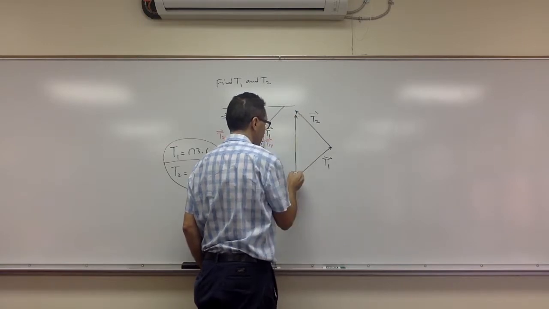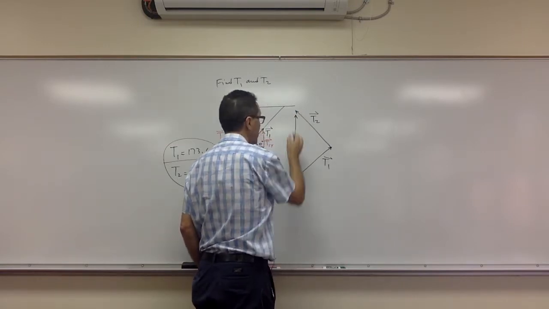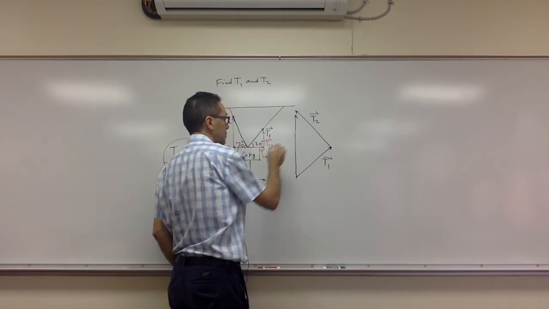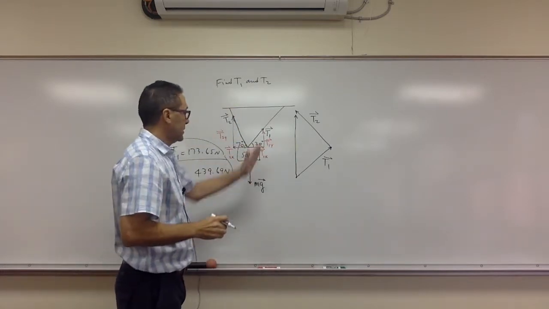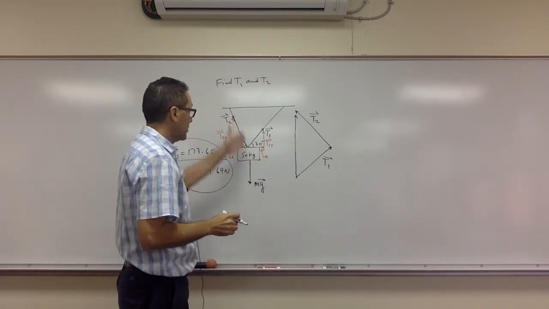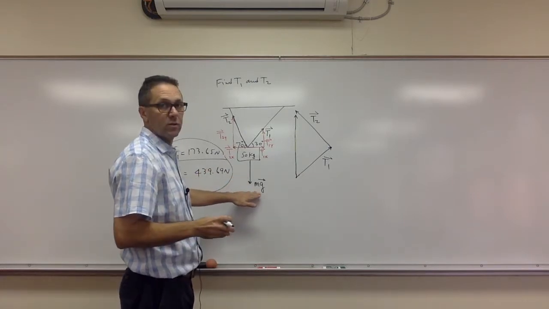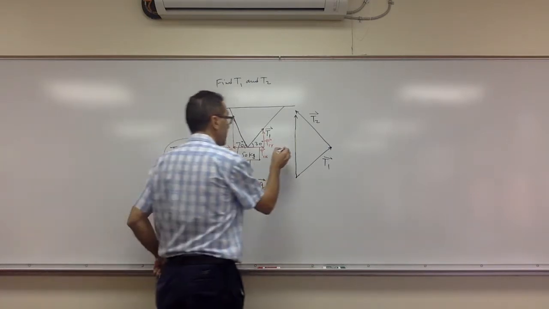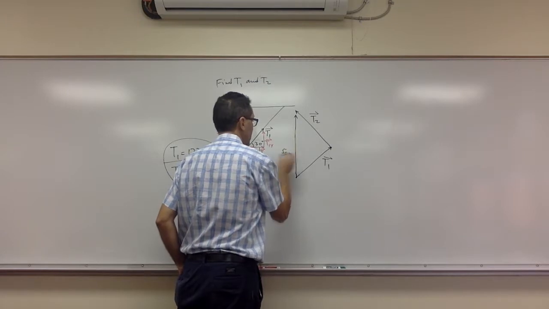You always connect the very first starting point to the final destination. So this is the resultant, and since the object is not moving this way, that resultant has to be equal to your weight, which is mg. So that should be 500 newtons.